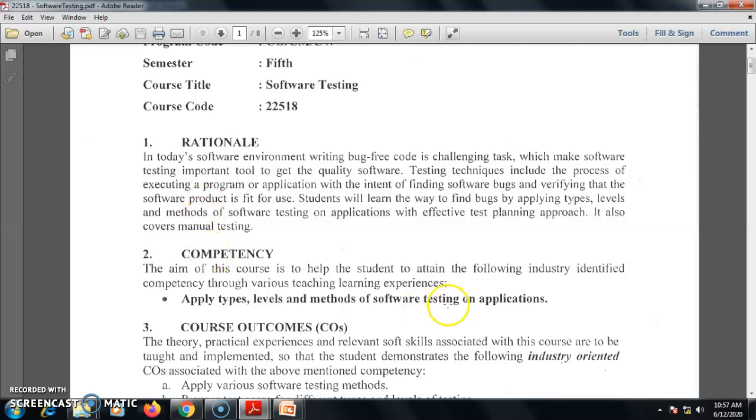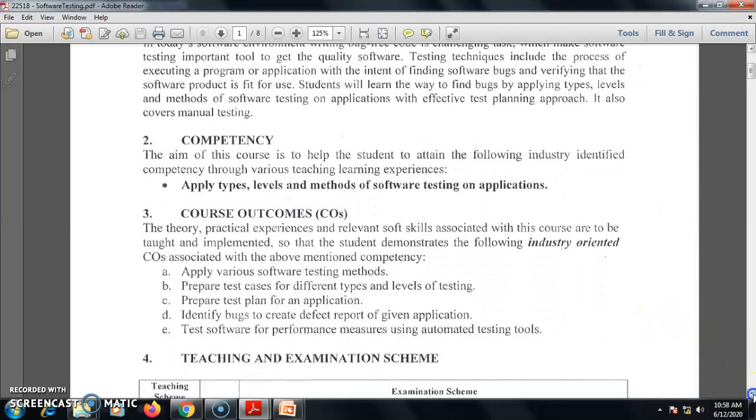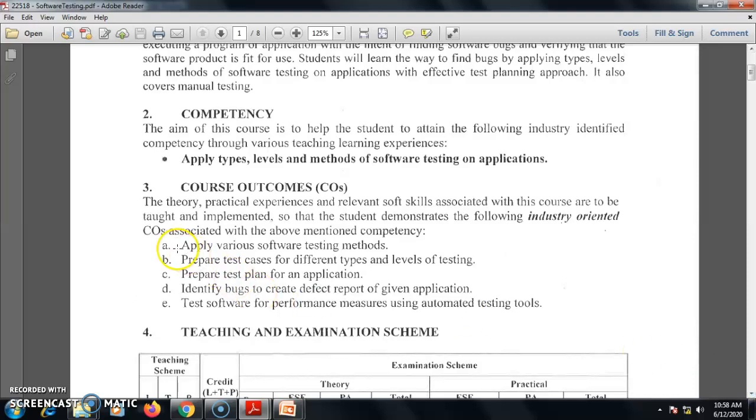Rational competency. The competency of this subject is to apply types, levels and methods of software testing on any application you have developed. Course outcomes are given. First course outcome, apply various software testing methods.